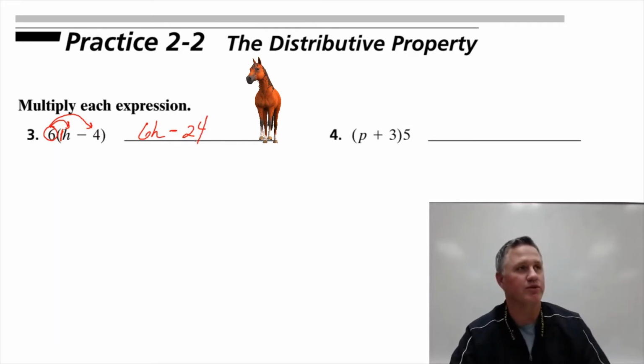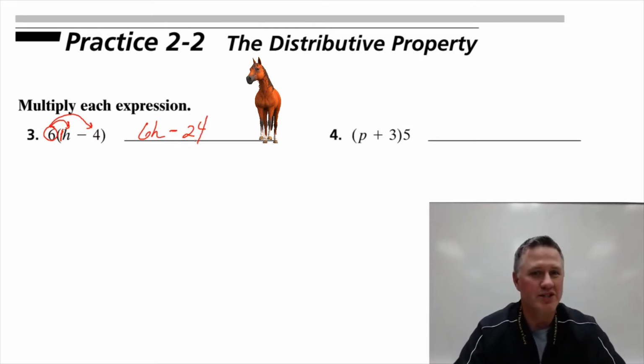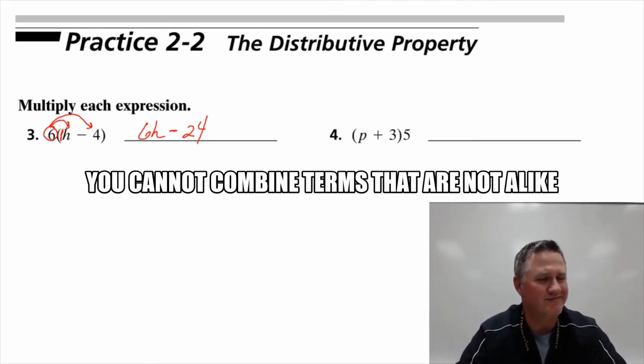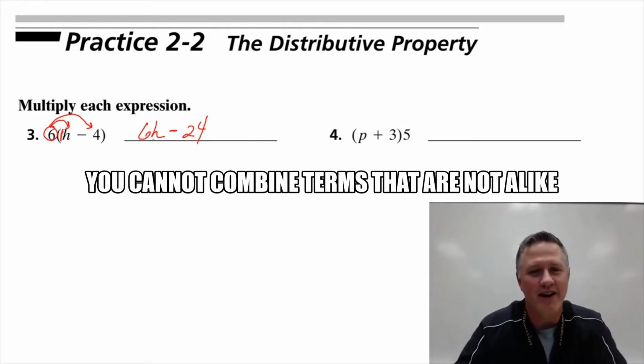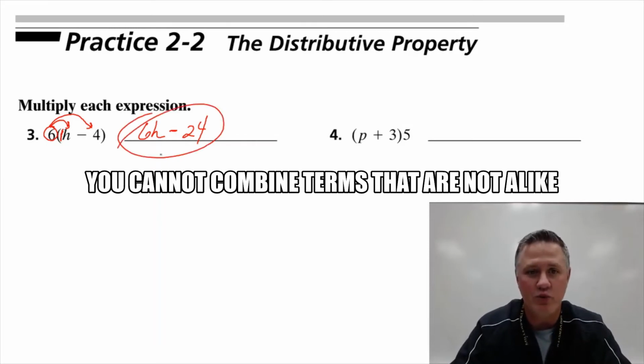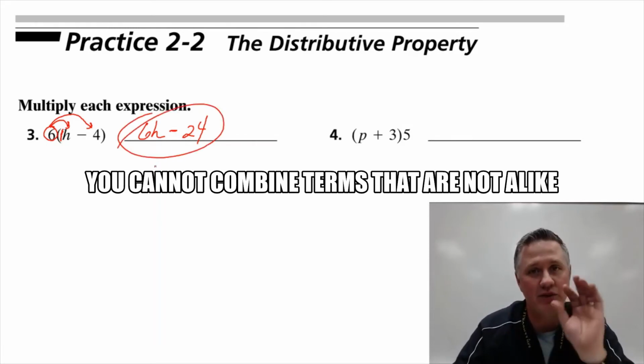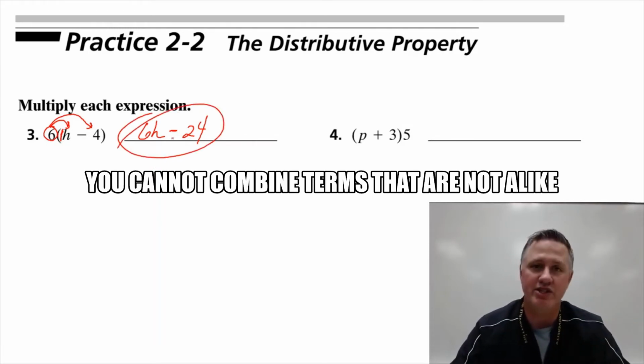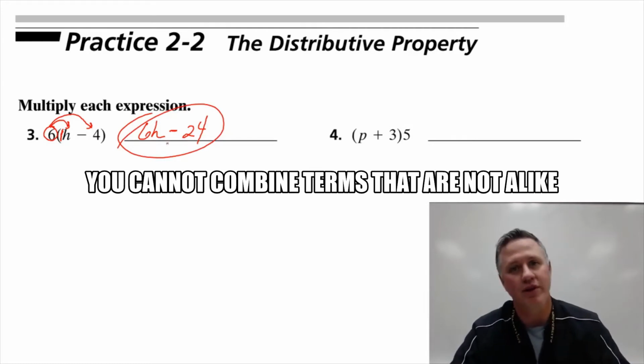Now, Mr. Walutis, can you combine horses with non-horses? No, it just doesn't work, right? So 6h and negative 24, we can't combine those. You wind up getting this weird variable expression, but that is your answer. That's why the directions always say simplify, because sometimes you can only go so far.